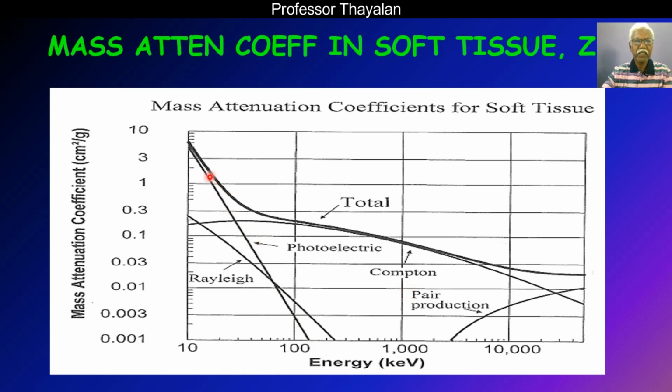The Compton interaction decreases slowly and goes over a range of energies. Pair production starts after some energy and keeps increasing as the energy increases. If you add all the Rayleigh scattering, photoelectric, Compton and pair production, the total interaction curves like this. It goes like that, and that means the total attenuation decreases slowly and exists at all energies.